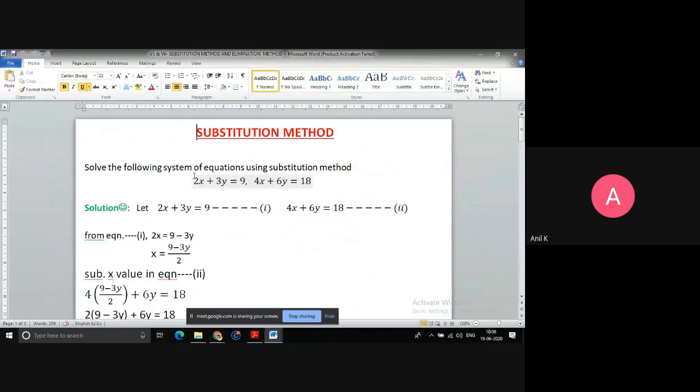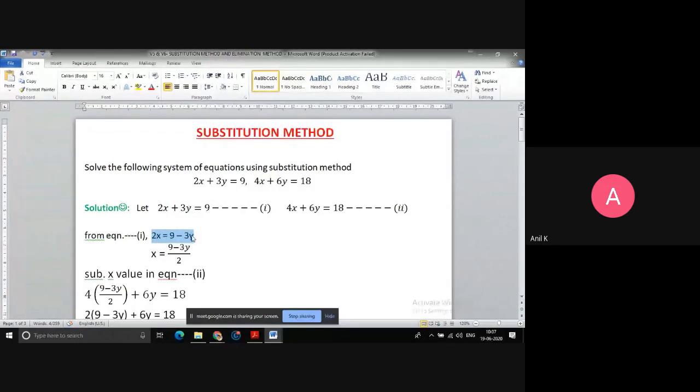So let me go through the question. Here you have the two equations: 2x plus 3y equals 9, 4x plus 6y equals 18. Now either you take the first equation, which I call equation number 1, and this is equation number 2. It is up to you whether you use equation 1 or equation 2; you decide which one is easy for you. So I go for equation 1. Then 2x I keep on this side and send 3y to the right side. So this plus 3y will come after the equality as minus 3y. So I have 2x equals 9 minus 3y.